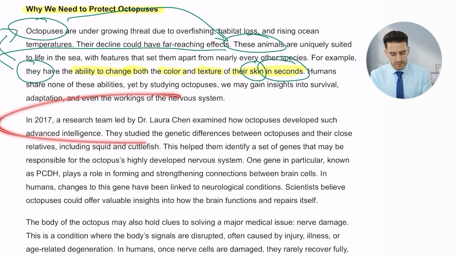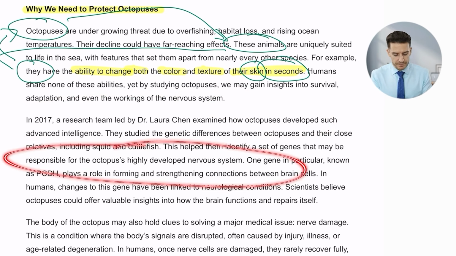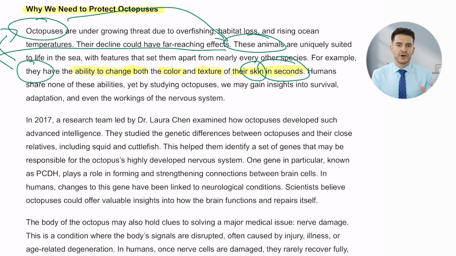So that means number 2 will be somewhere below. So maybe number 2 will be here. Maybe it will be a bit lower. Maybe it will be lower. But we don't know exactly where it'll be, but it will be below the answer to the previous question. So let's see if we can find Dr. Chen. So let's start here. Share none of these abilities, gain insights. In 2017, a research team, there we go. There's Dr. Chen. So let's highlight that.